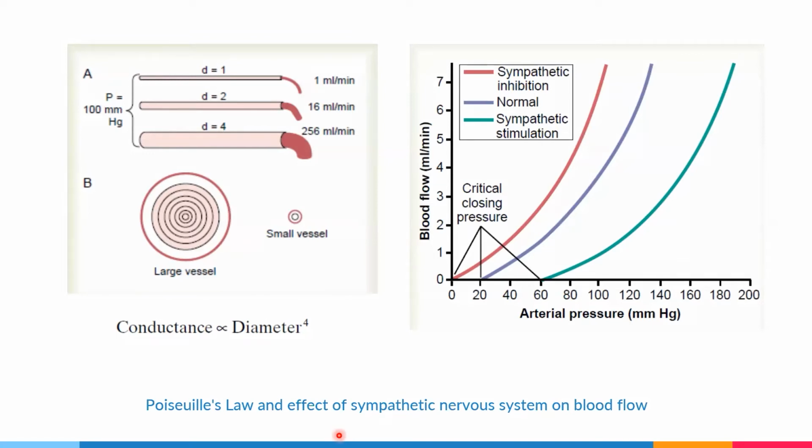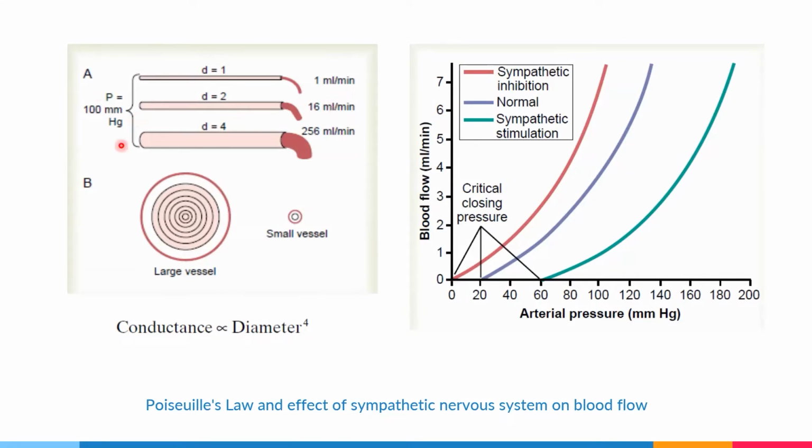So what does Poiseuille's law say? Poiseuille's law says that the conductance, or the rate at which blood will flow, is directly proportional to the fourth power of the diameter of the blood vessel. So what this means is that if a blood vessel has a diameter of 1 millimeter, then the blood is flowing, say, at a rate of 1 milliliter per minute.